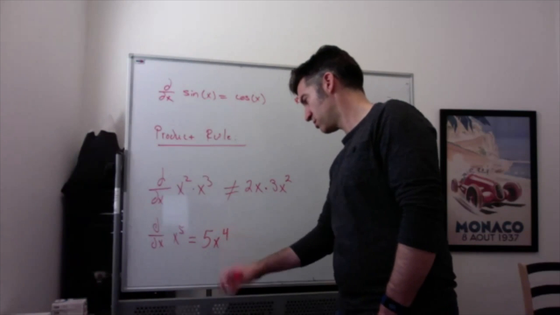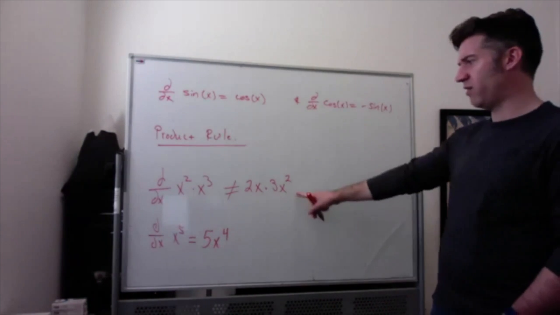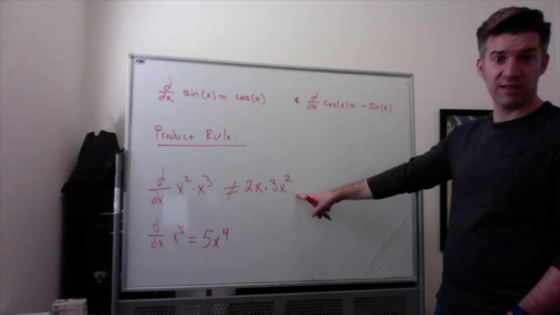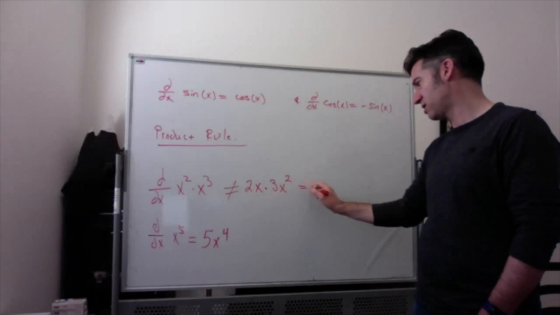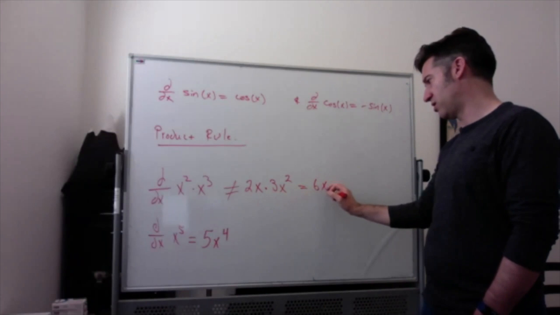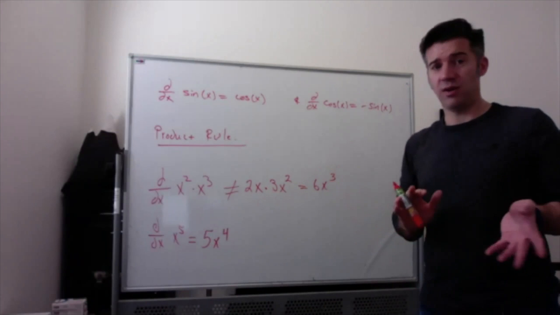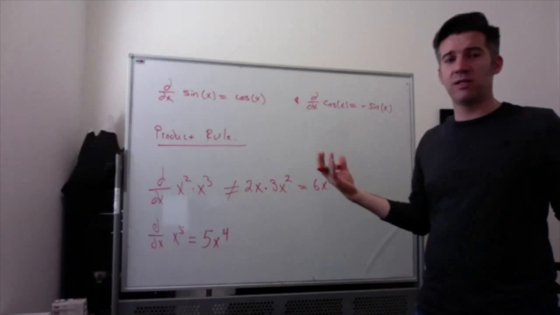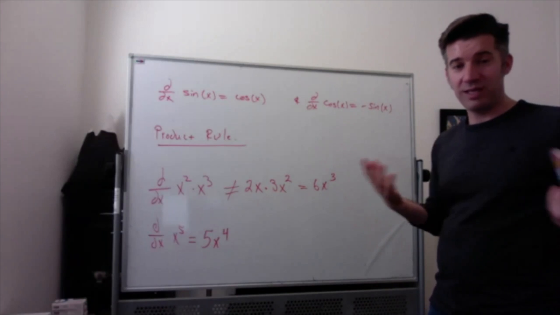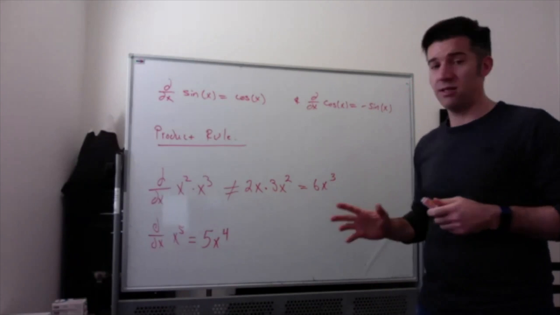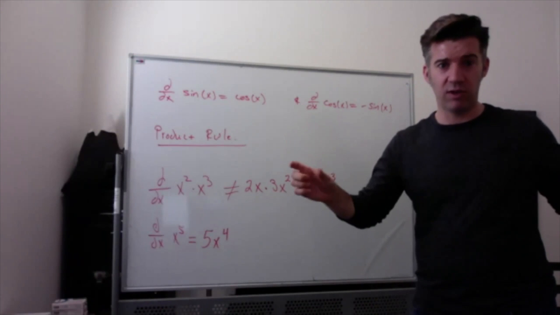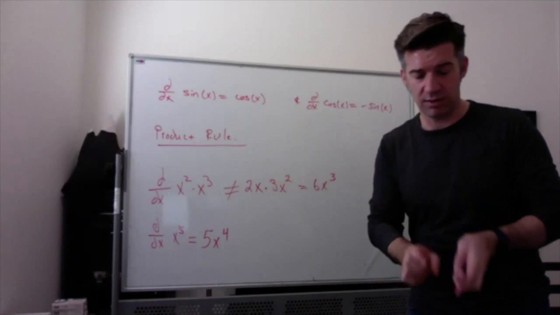5x to the fourth. Exactly. And if you look over here, that's definitely not 5x to the fourth. 2 times 3 is 6. x times x squared is x cubed. So I really, really want to emphasize: you can't take the derivative of a product by differentiating the factors and multiplying the results together.